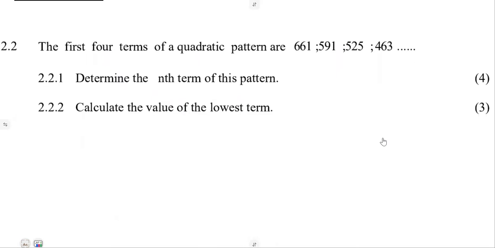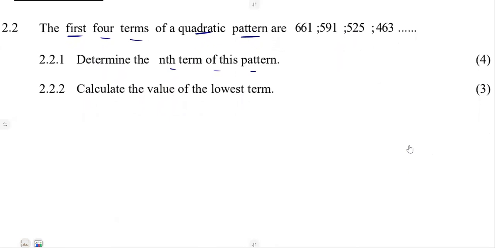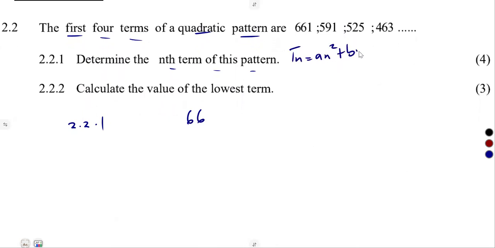2.2. As part of our sequences, we have a quadratic pattern, and they said the first 4 terms are given. Determine the nth term of this pattern. That was a direct question for a quadratic. How can we determine the nth term, Tn, which is an squared plus bn plus c? We are given our terms.